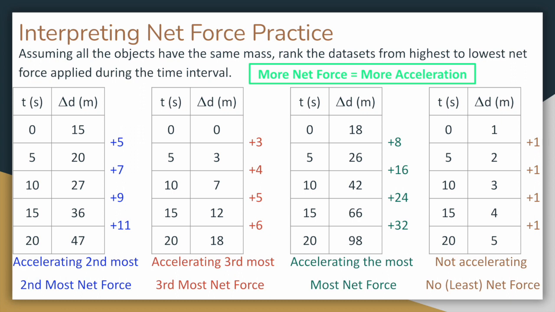So this should be really simple as long as you keep straight: is it accelerating or is it constant velocity? Now we already know how to do that. We look at how these numbers are changing. 5 plus 15 equals 20. 20 plus 7 equals 27. 27 plus 9 equals 36. 36 plus 11 equals 47. How did you get those? You subtracted them, right? 47 minus 36 equals 11. Okay.